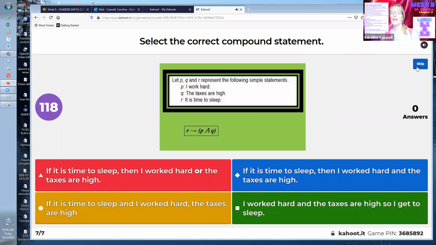I'm going to read this to you again because it is a little bit small. So let P, Q, and R be the same thing we just had. I work hard as P, the taxes are high as Q, R, it is time to sleep. I want you to take the statement down below and pick the correct breakdown of it in words. It's R and an arrow, parentheses P, and then a caret Q.